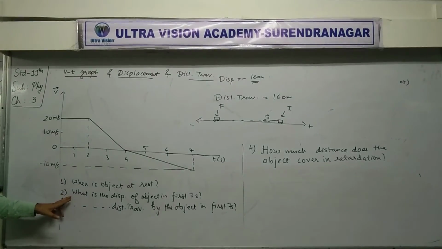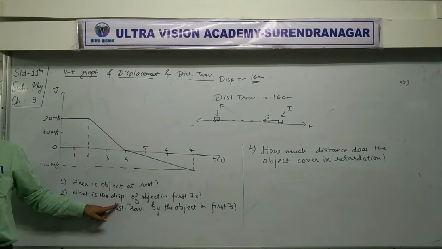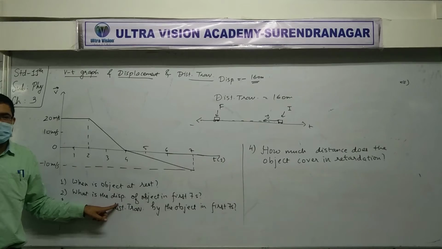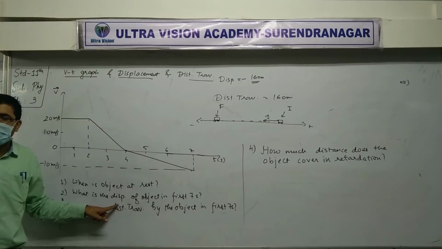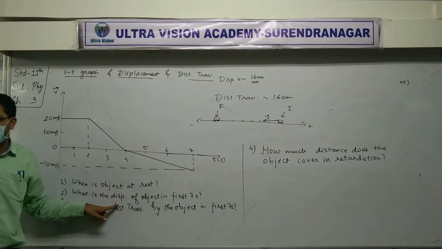Second one. What is the displacement of the object in the first 7 seconds? How to find it? Which graph is this? VT graph. From VT graph, how can we find displacement? No way to find displacement from VT graph? Or is there a way? Who knows the way? You said there is a way. Then what's the way? You show me the way.